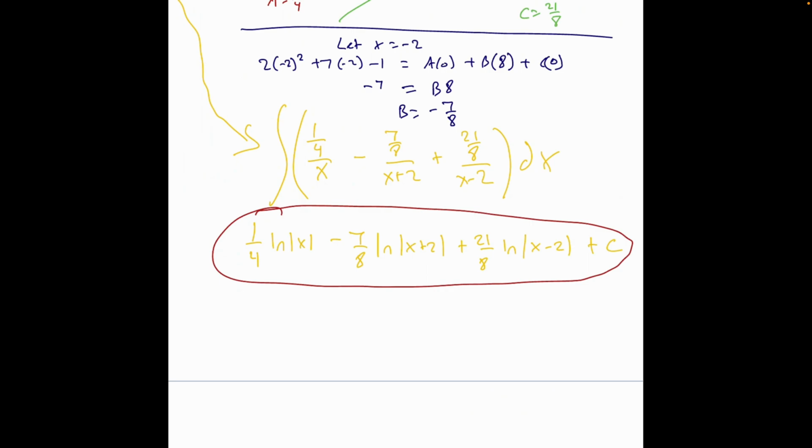All right. We have one more that we're going to look at, and this one's going to be just a little less fun, but it is a method that we need to see and we need to be able to do. So here we go. Last one. Let's do the integral of x to the third plus 3x squared minus 4x plus 5 all over x squared plus 2x minus 3 dx.